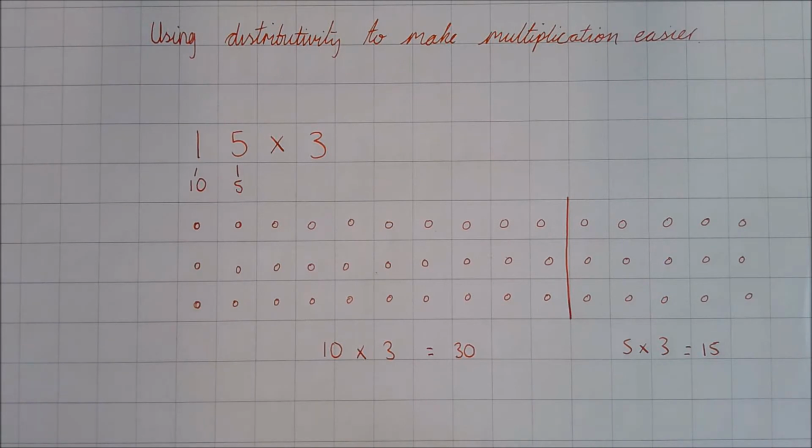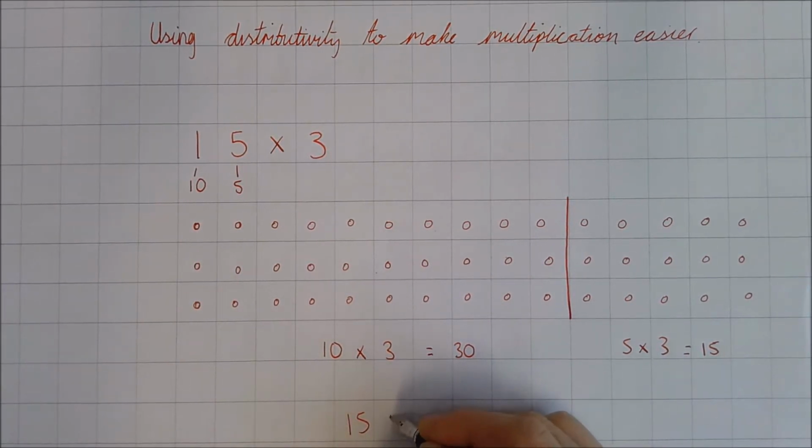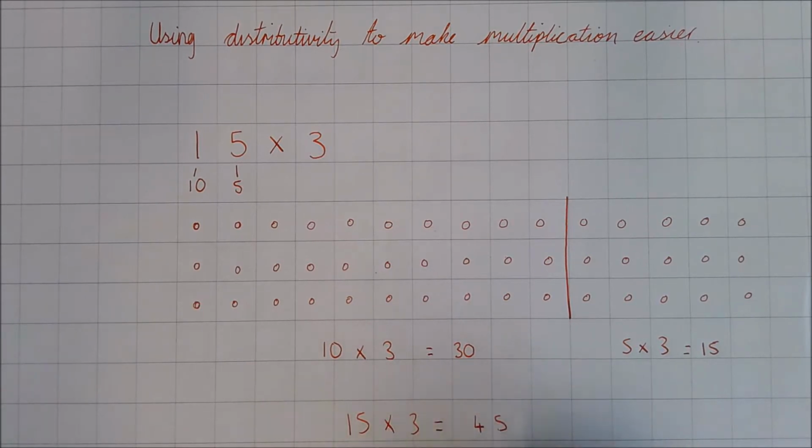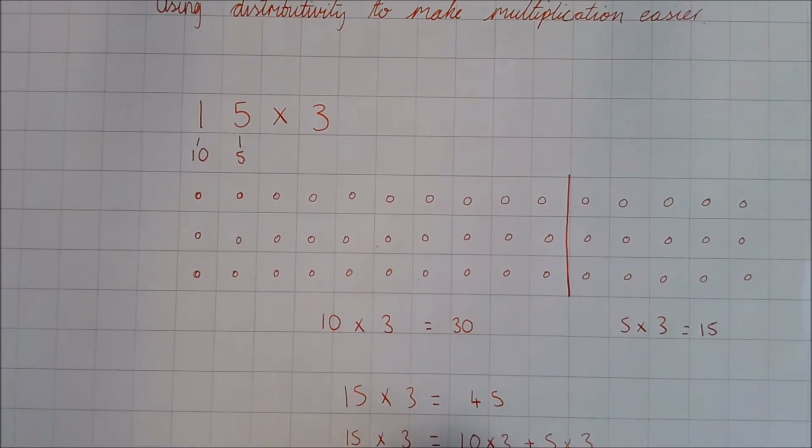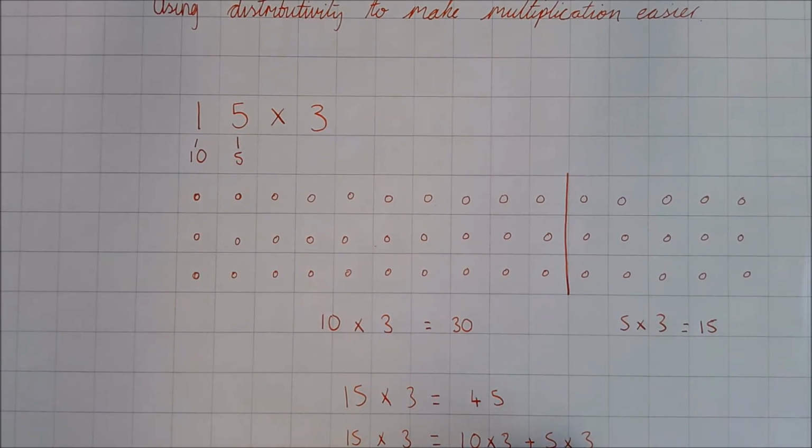And to find the total product, all we need to do is 30 added to 15, which is 45. So we know that 15 multiplied by 3 is 45, because 15 times 3 is the same as 10 times 3 added to 5 times 3. And we can see that our 15 has been partitioned into a 10 and a 5.